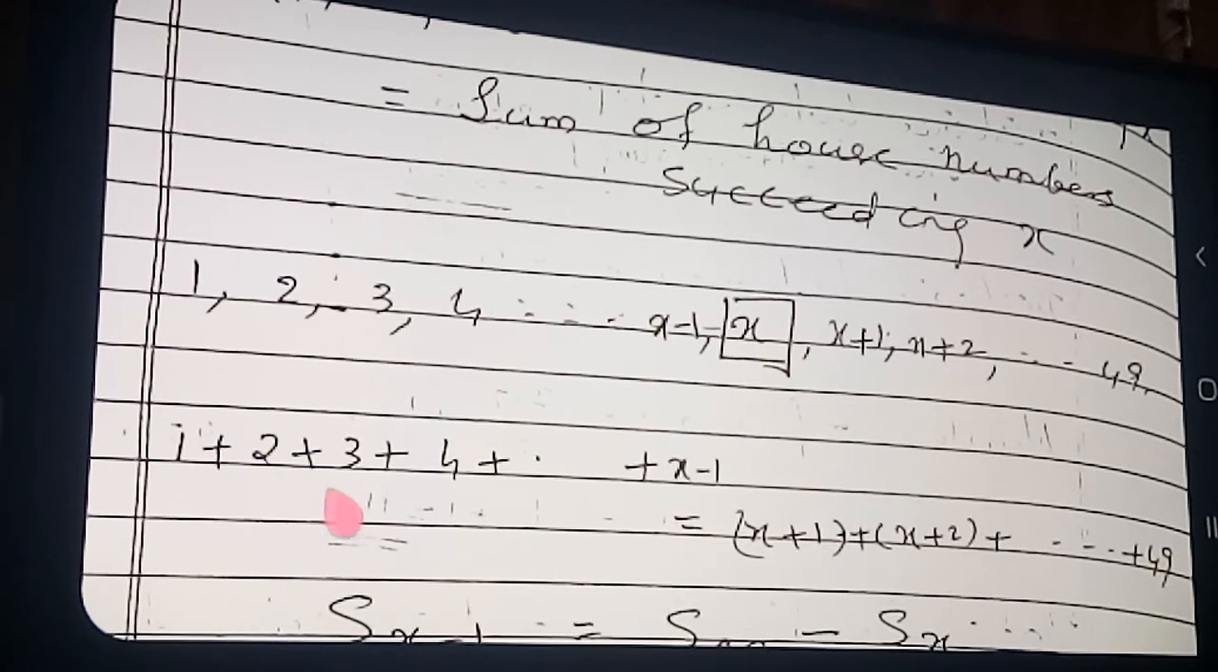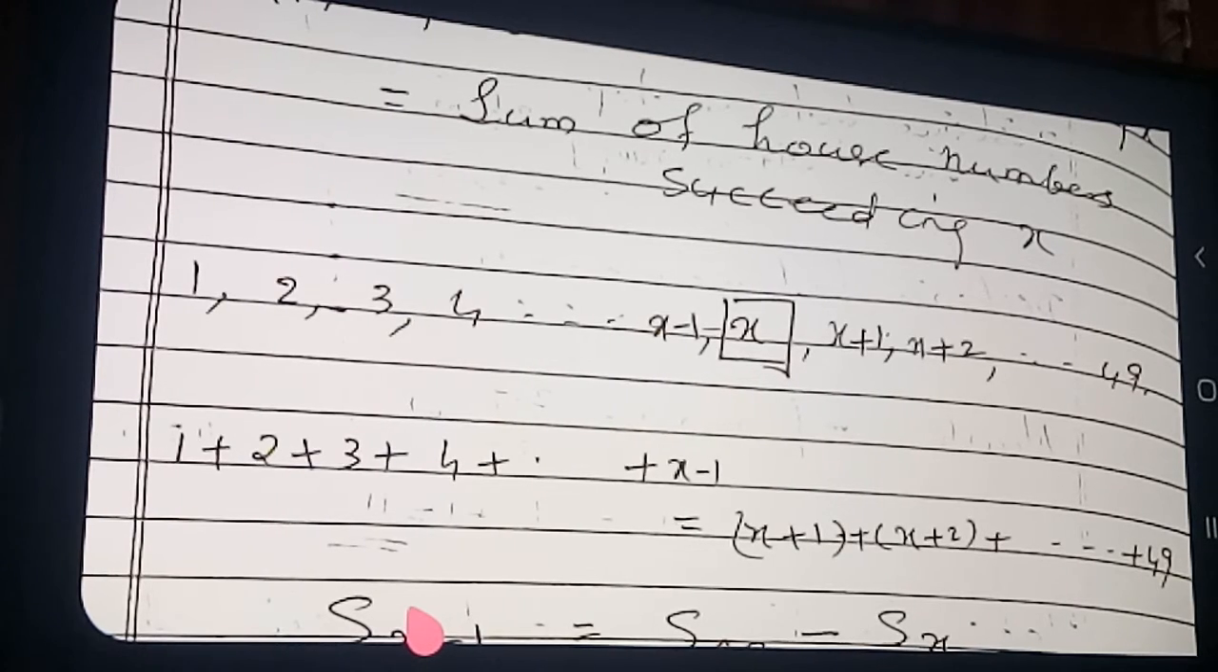Clear? Now this one you see. You have already studied the sum of n natural numbers. What is the formula you have studied? The sum of n natural numbers is n into n plus 1 by 2.